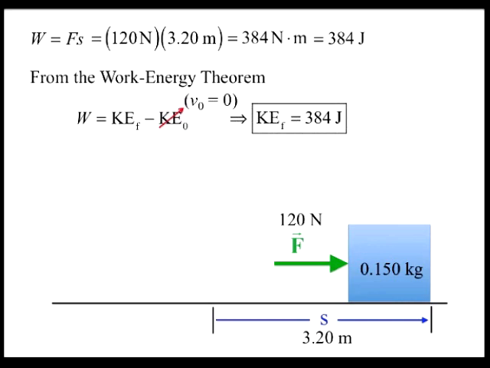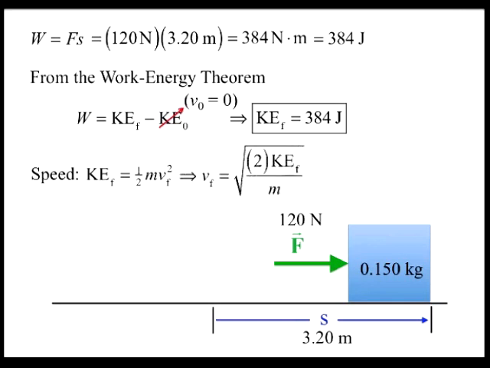If the object has a mass of 0.150 kilograms, what is the object's final speed after the force acts on it? Since we know the value of the final kinetic energy, we set that value equal to 1/2 mv final squared, so that 1/2 mv final squared equals 384 joules. Solving for the speed, we have v final equals 71.6 meters per second.